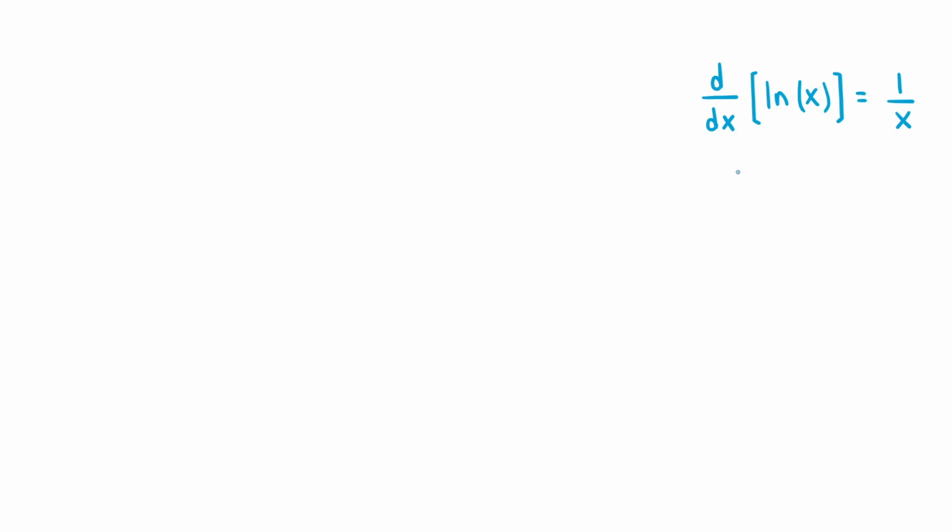The derivative of ln of x is equal to 1 over x, and this is one of the most well-known derivatives. And this result may seem kind of random, but it's actually not that hard to prove. What I'm going to be doing in this video is proving this common result.